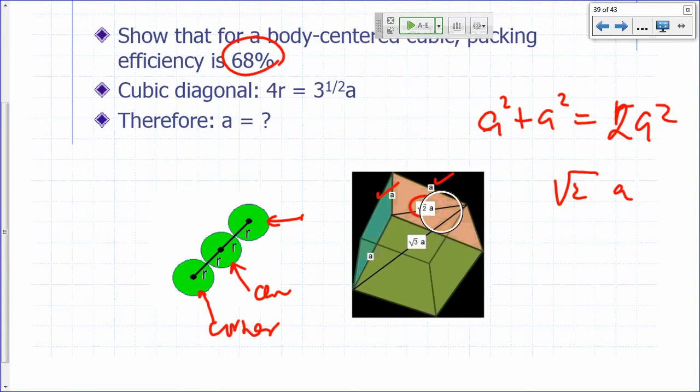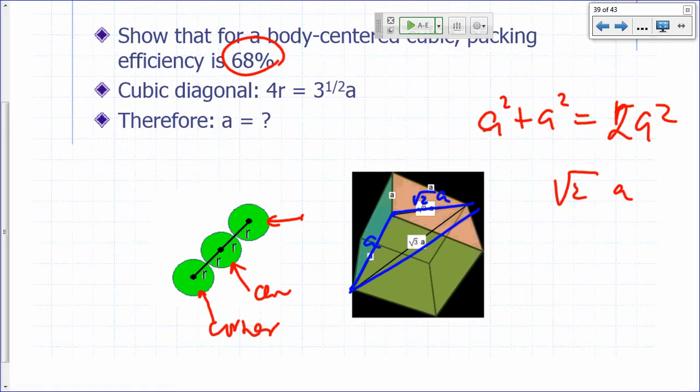And then if you use this one right here, look at this right triangle right here. This is the square root of 2 times a, I'm sorry, and this is a. And so this length right here, the diagonal across the cube, would have a length of the square root of 3 times a.